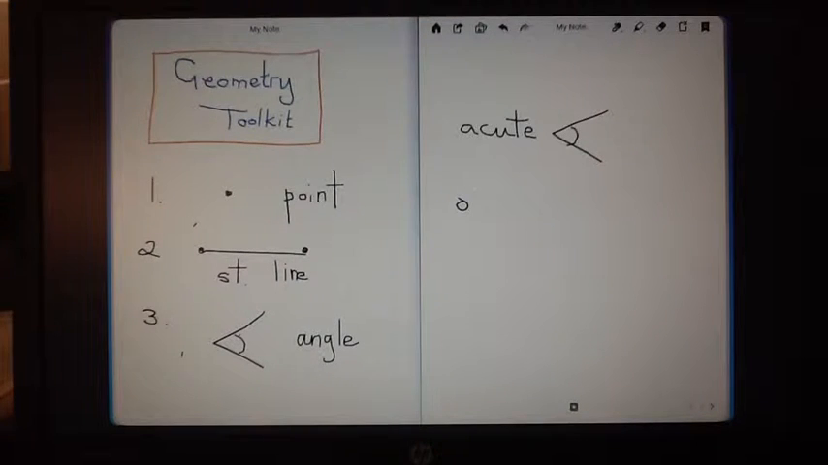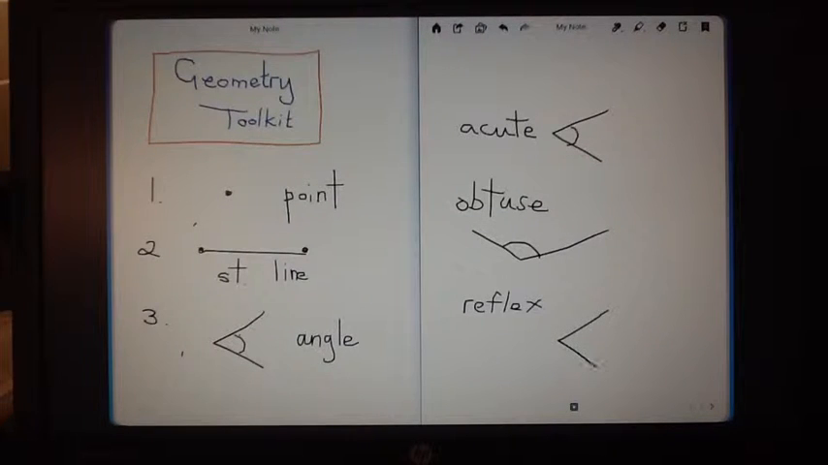Then you've got an obtuse angle, which kind of looks like that. Then you've got a reflex angle, which looks a bit like an acute, but it's the other bit here. That's a reflex angle. Okay, so far so good.